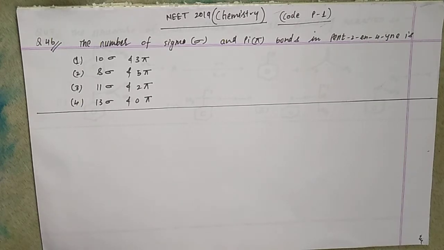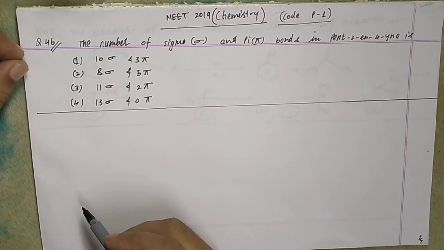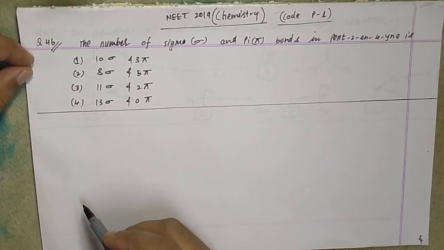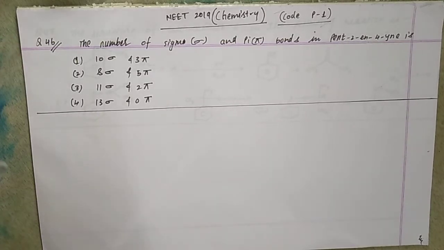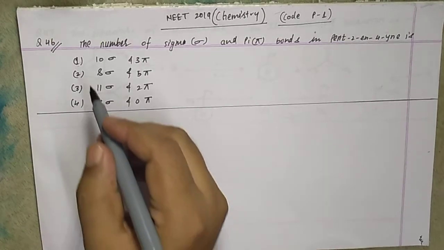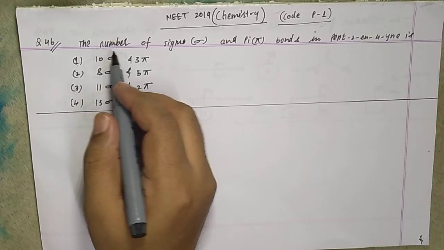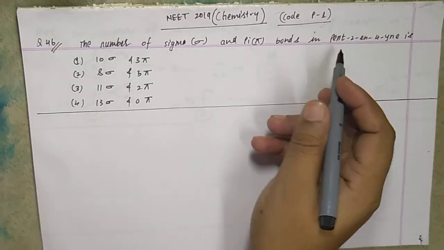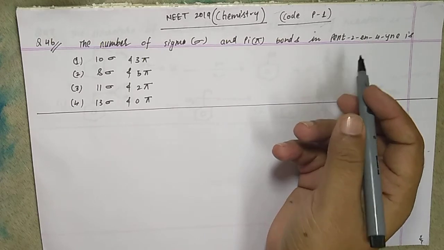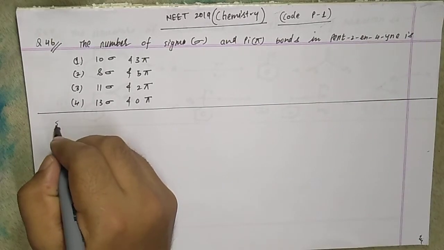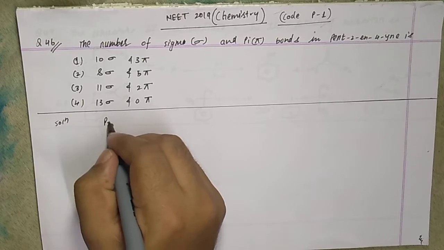Today I'm going to explain a question from the NEET 2019 chemistry paper, and the code which I got is code P1. The chemistry questions start from question number 46; questions 1 to 45 are physics. Let us see the question. The question is: the number of sigma and pi bonds in pent-2-yne ion is. Now see the solution. How can we solve what they are asking?